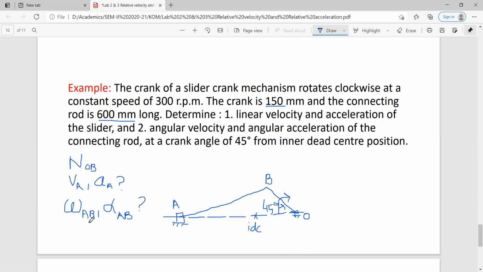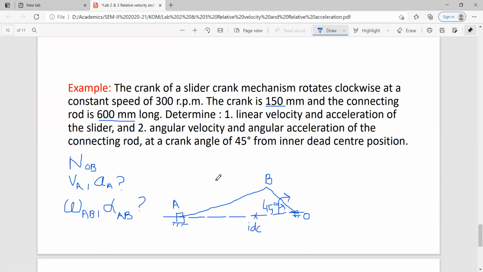In this problem you have to find the velocity as well as the angular velocity, and also you have to find the acceleration. Now if you find this with the help of the ICR method, in the ICR method you get only the velocities, not the acceleration. So from here you will know that this problem should be solved using the relative acceleration method.